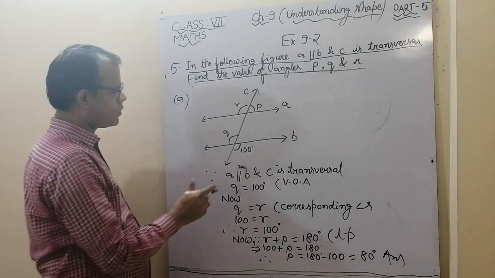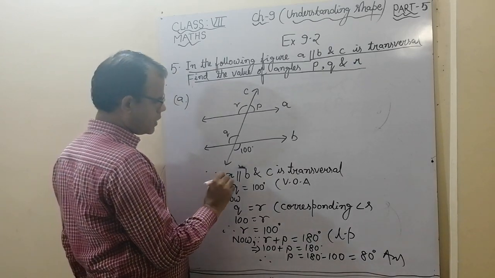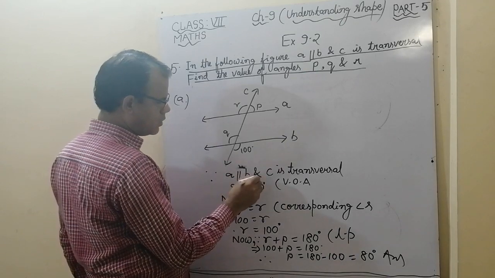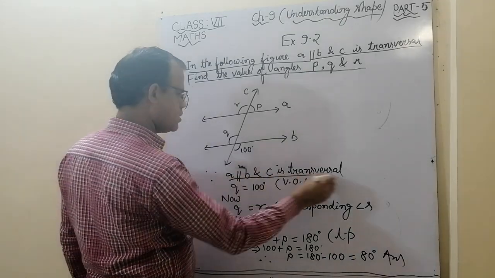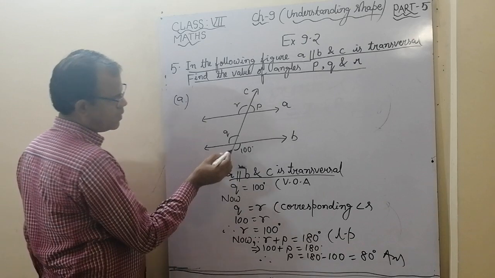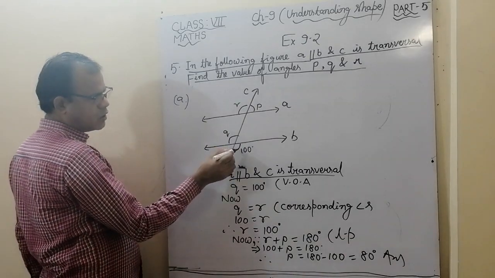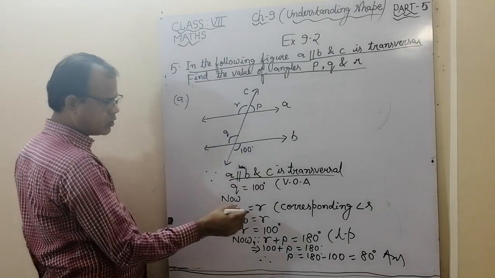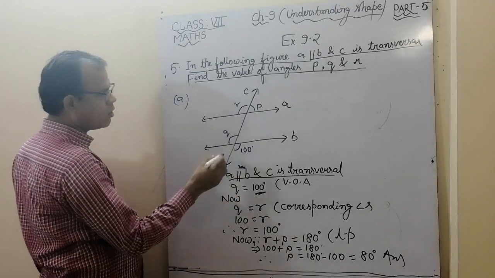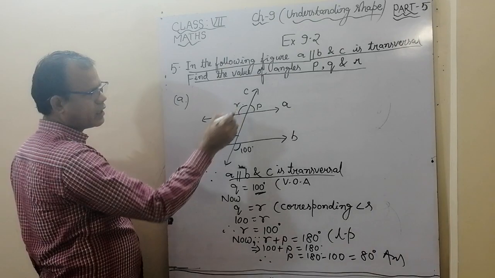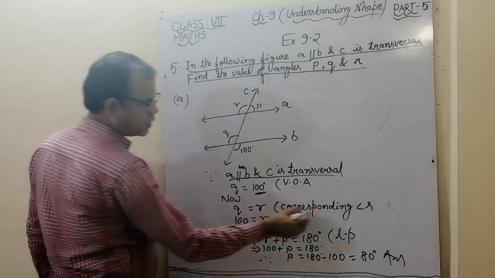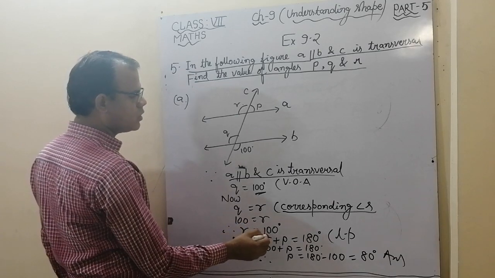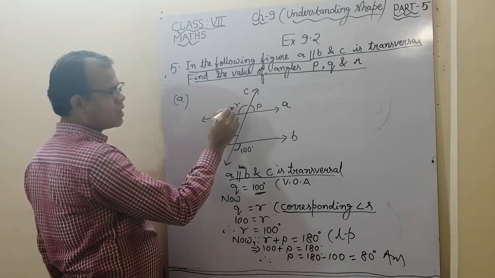So student, look here first. I have written here A parallel B and C is a transversal. So look here, angle Q equals 100 degrees. Why? Vertically opposite angle, so the value of Q is 100 degrees. Now angle Q equals angle R. Why? Corresponding angles, so the value of R is also 100 degrees.